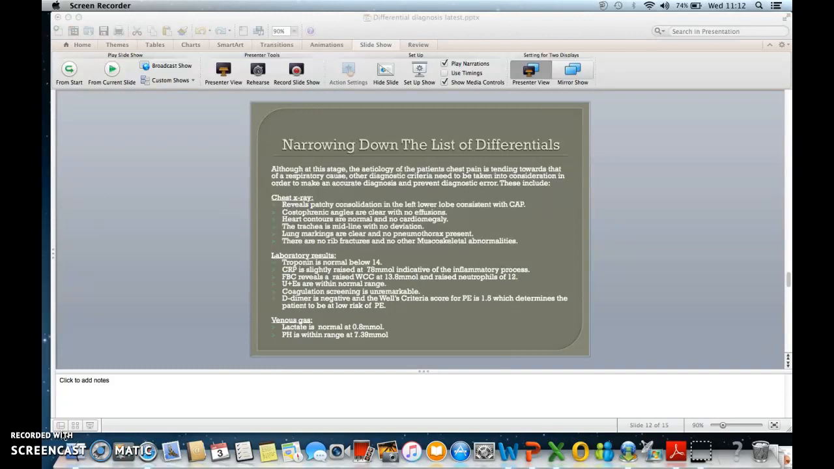His troponin is normal, it's below 14. His C-reactive protein is slightly raised at 78, which is indicative of an inflammatory process. His full blood count reveals a slightly raised white cell count at 13.8 and raised neutrophils of 12. His U&Es are normal, coagulation screen is normal, and his D-dimer is negative, and the Wells criteria score for PE is 1.5, which determines the patient to be at low risk of PE.